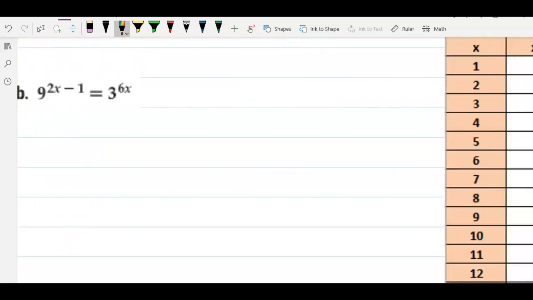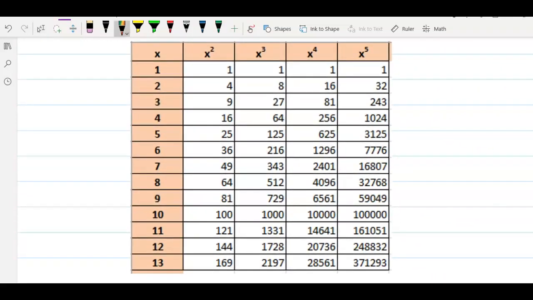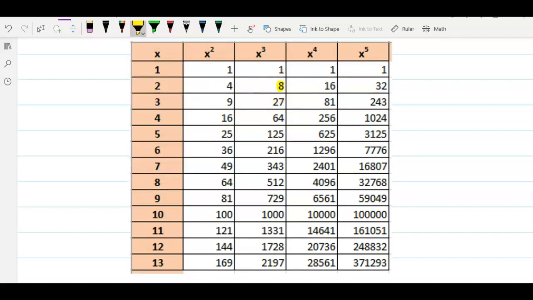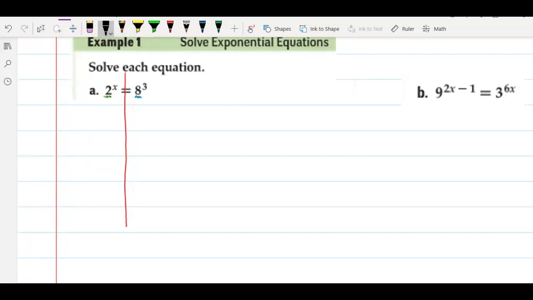To help you decide which number we're going to use, I have this chart for you. If we look over here in our chart, we find 8 right here. If we look at it this way, 8 is simply 2 raised to the third power. So on the left side, we're not going to do anything. It's still 2 to the x. On the right side, we're going to take out the 8 and replace it with 2 to the third.